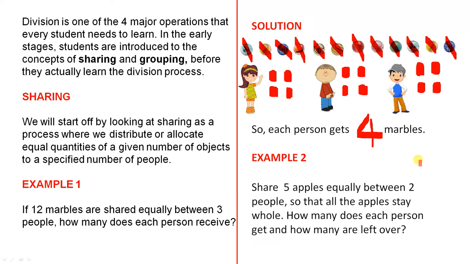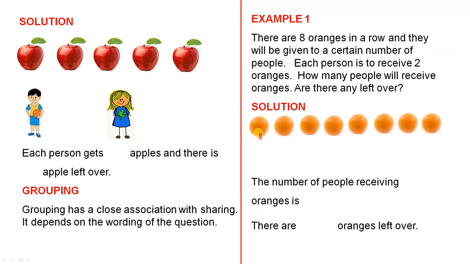Example 2. Share 5 apples equally between 2 people so that all the apples stay whole. That means we don't cut any up. How many does each person get and how many are left over? Let's have a look on the next slide. Solution. Here are the 5 apples.